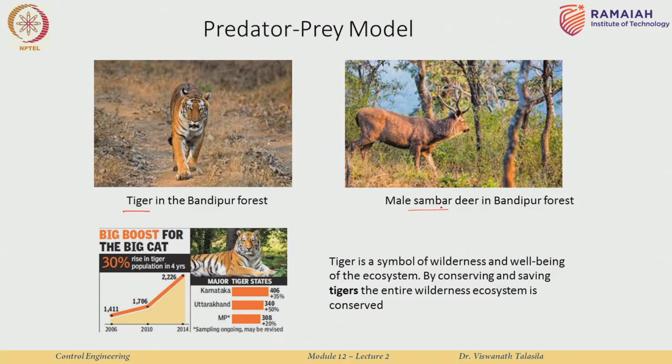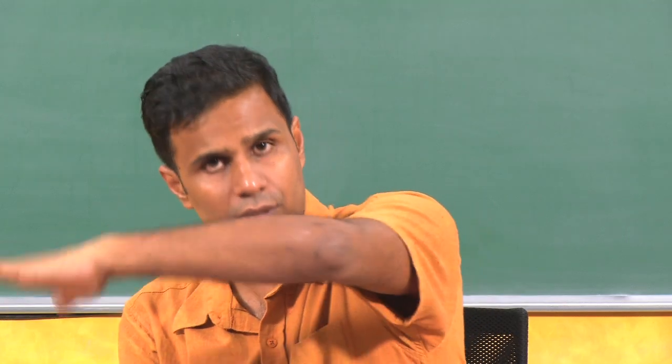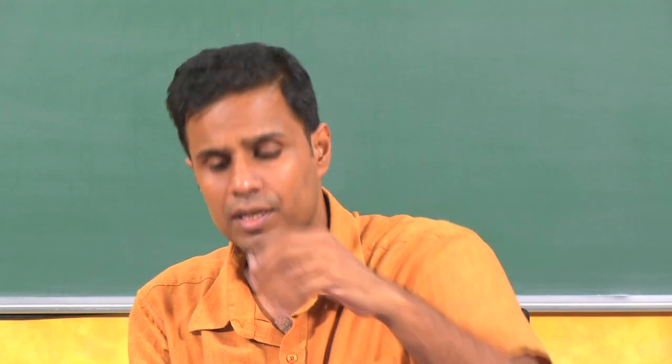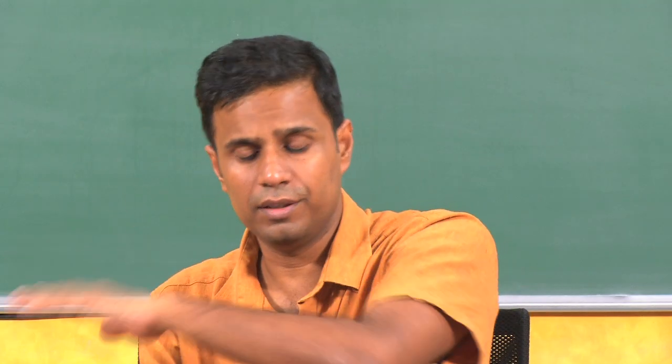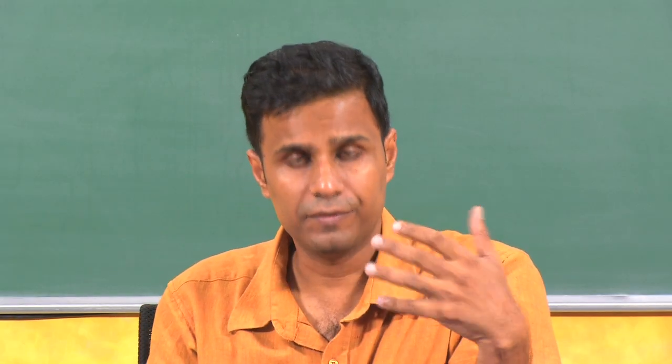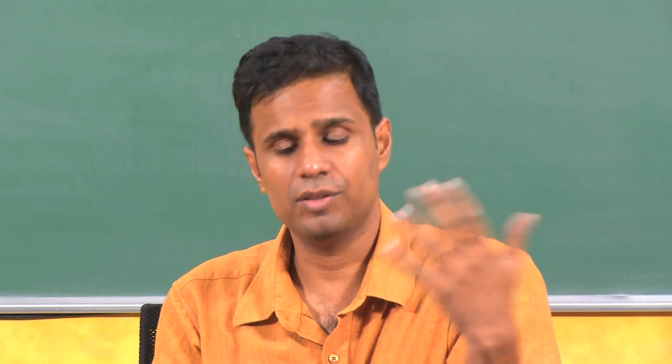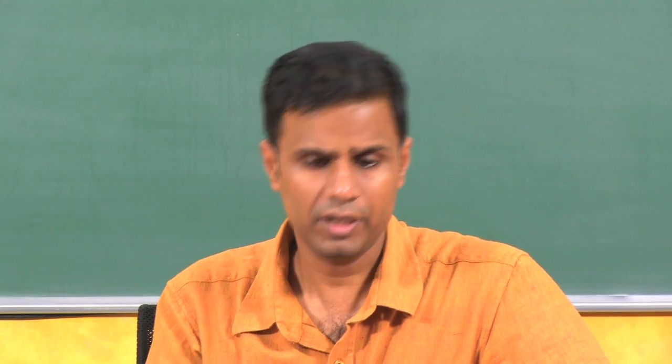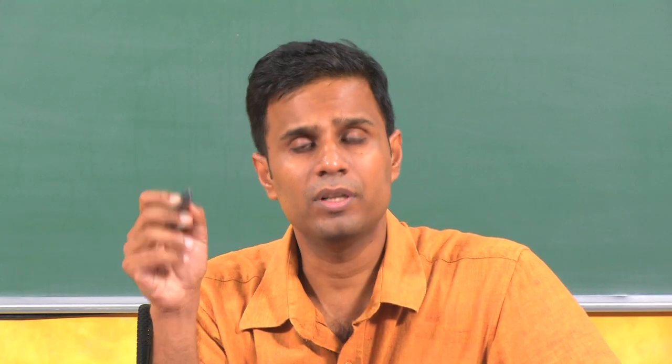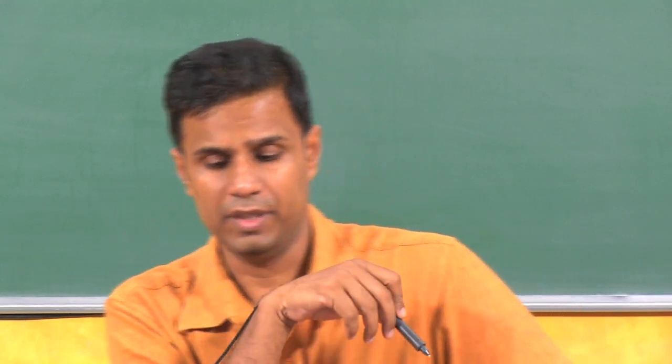One of the reasons why people do a lot of modeling for these tigers or predators in forests is because the tiger is basically a symbol of the well-being of the ecosystem. The tiger depends on the prey, the prey depends on say trees and grass and other kinds of things. They depend on other subspecies. So, if the tiger is conserved, you are essentially conserving the entire ecosystem. That is why the predator prey models were historically developed.